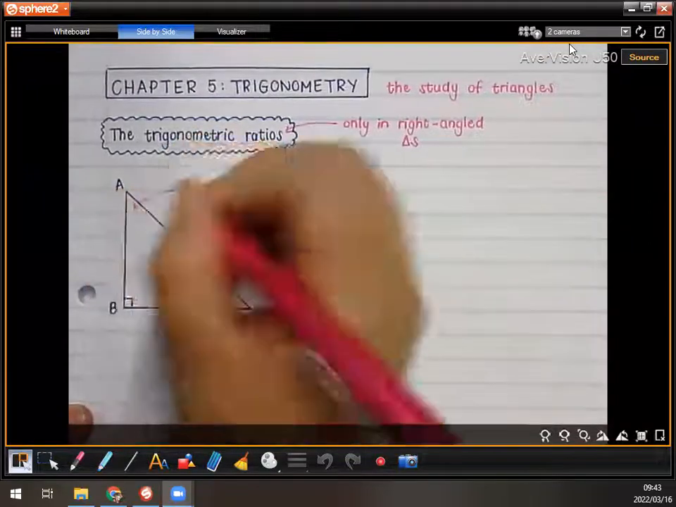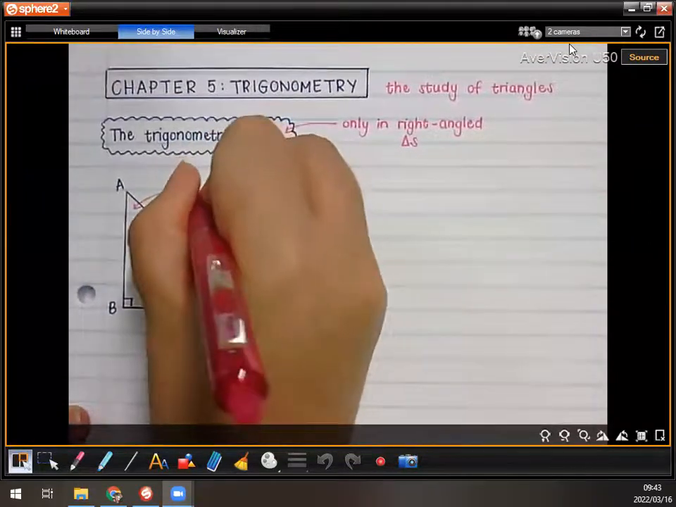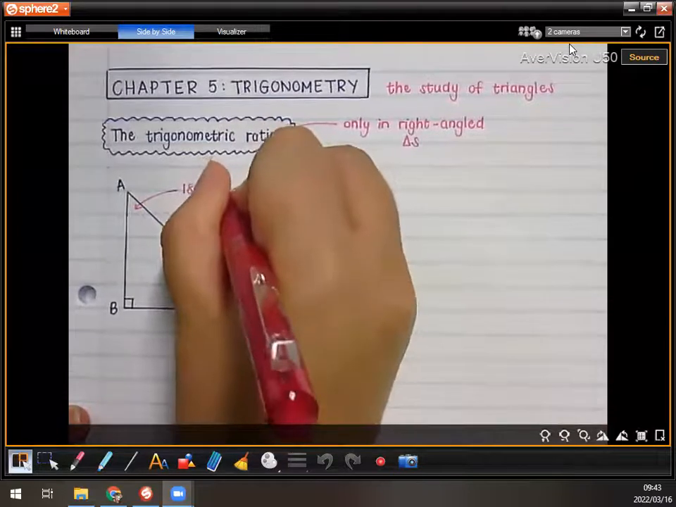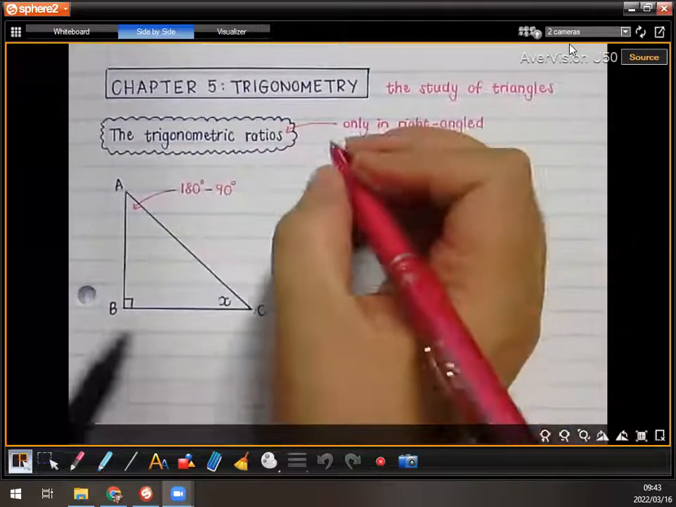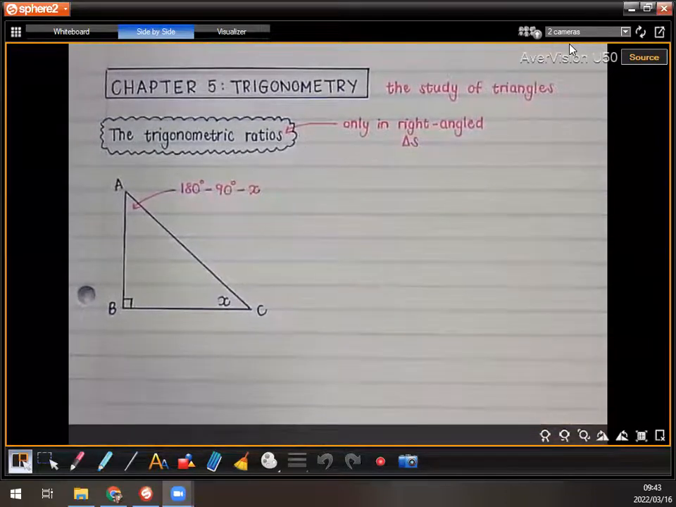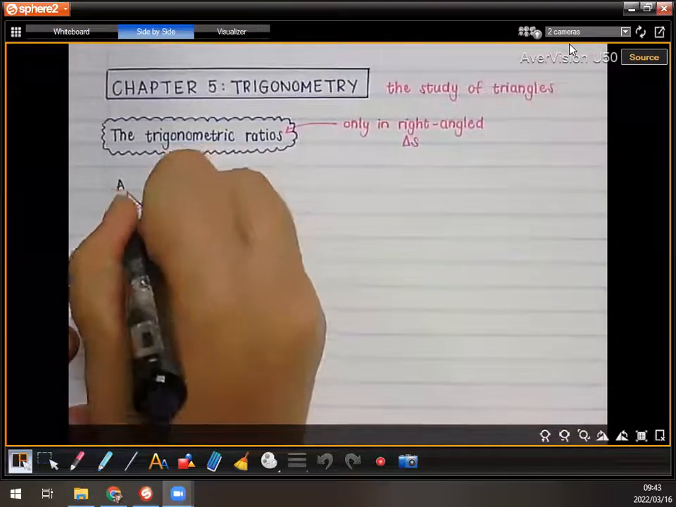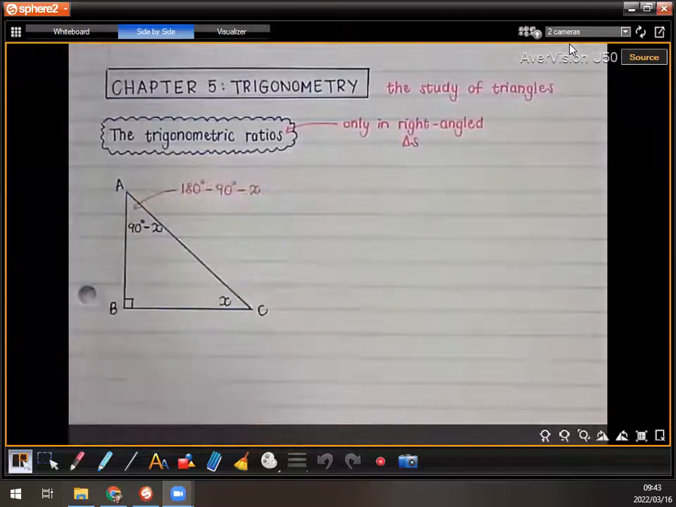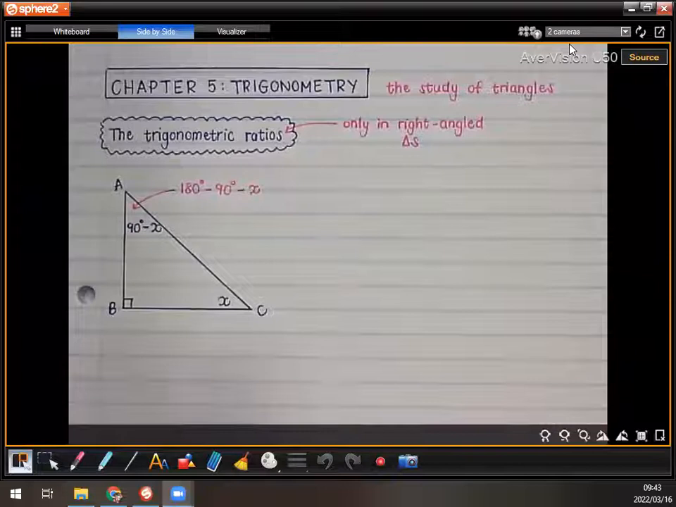Okay, I'm going to put a little arrow there. To calculate that angle, you would say 180 minus 90, because that's an angle that we have, minus X. When we actually work that out, we can simplify that to 90 minus X. So angle A is 90 minus X.